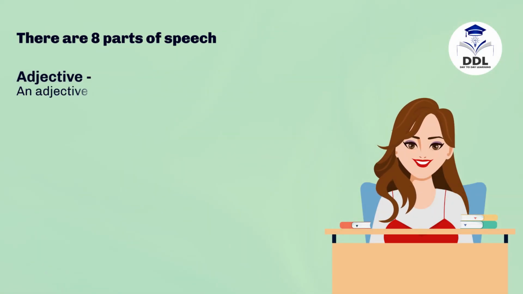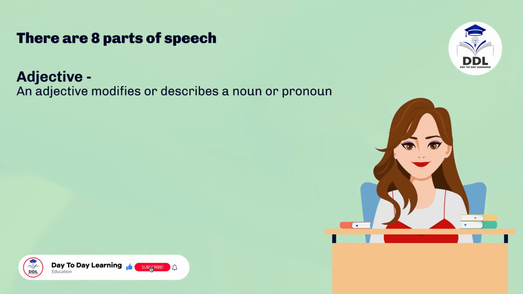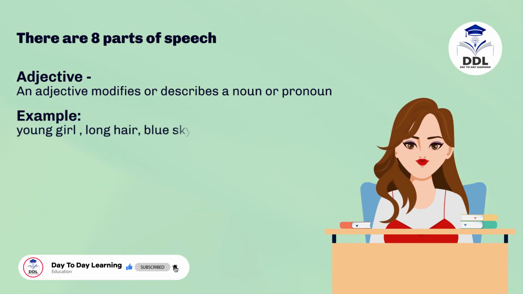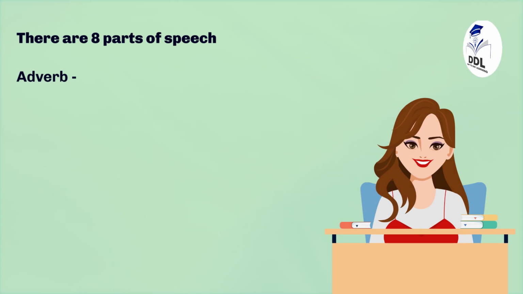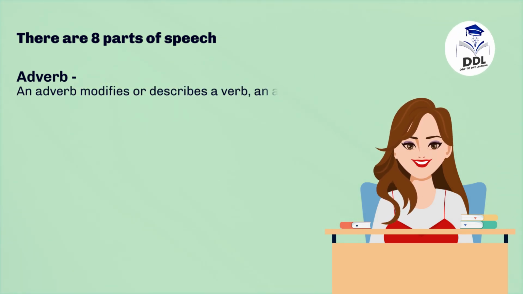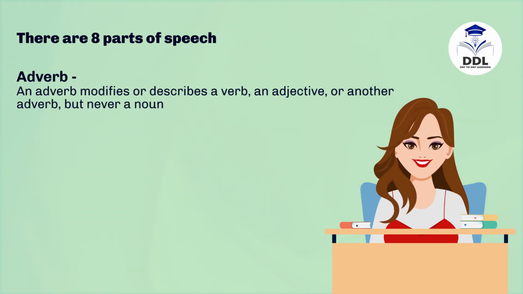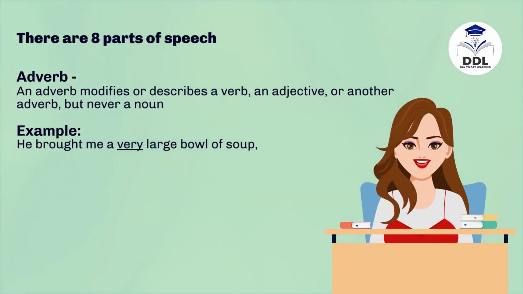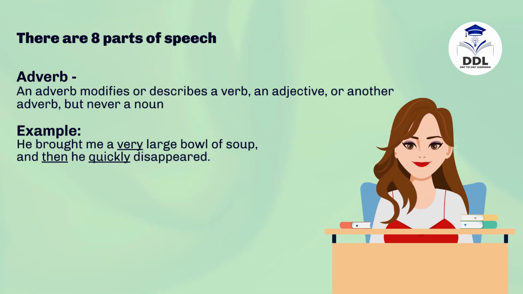Adjective, an adjective modifies or describes a noun or pronoun. Example, young girl, long hair, blue sky, dark color. Adverb, an adverb modifies or describes a verb, an adjective, or another adverb, but never a noun. Example, he brought me a very large bowl of soup and then he quickly disappeared.